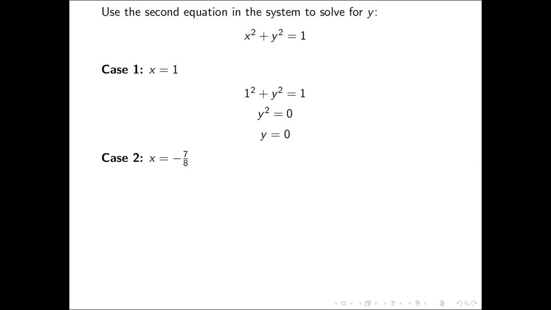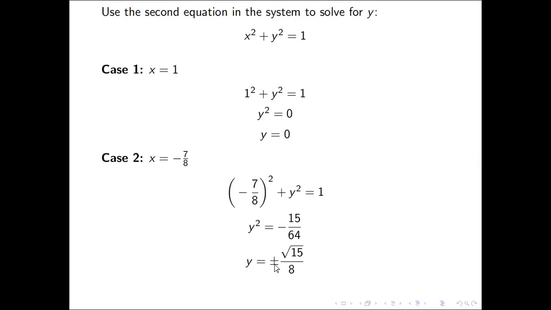For case 2, x equals negative 7 over 8, same thing, plug into x. You get this one, solve for y, transpose, you may use your calculator, you'll get this one. Sorry, this should be positive: positive 15 over 64. A negative number has an imaginary square root. This is positive, so we should have plus or minus square root of 15 over 8. So this gives us negative 7 over 8, positive square root of 15 over 8, and then negative 7 over 8, negative square root of 15 over 8.